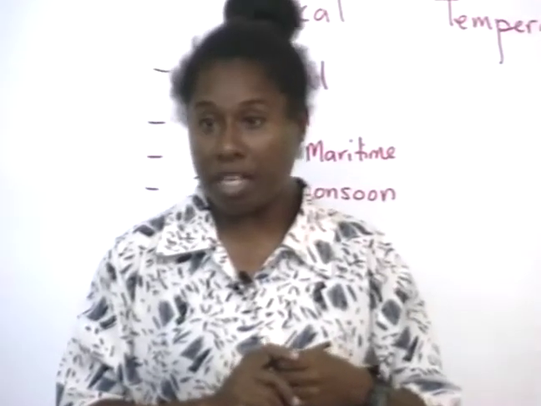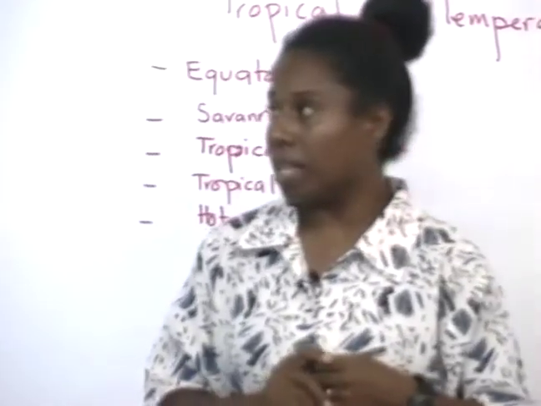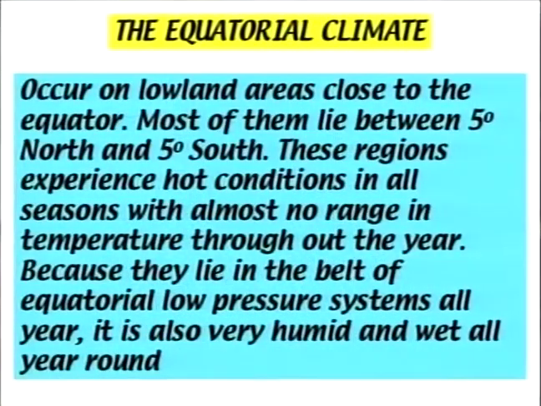Other important characteristics of this particular climate, the equatorial climate, is that it is mainly found on the lowland areas. So we don't look at the high mountain areas within 0 to 5 north and 0 to 5 south. We are looking at the lowland areas of that latitude. These regions experience hot conditions in all seasons with almost no range in temperature throughout the year.